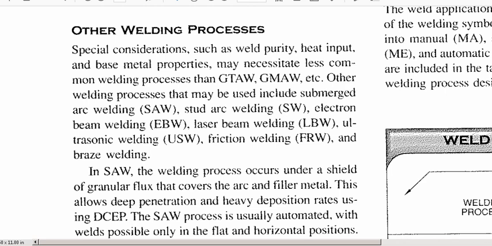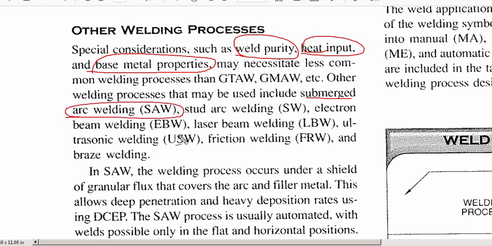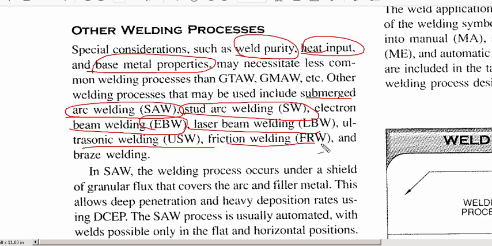We have situations where you're really concerned about weld purity, the amount of heat you put in, and the properties of your base metal. You may have to use less common processes. With that, we can talk real quickly about Submerged Arc Welding, or SAW, Stud Arc Welding, which we have mentioned previously on our welding symbols, Electron Beam Welding (EBW), Laser Beam Welding, Ultrasonic Welding, Friction Welding, and of course Brazing.